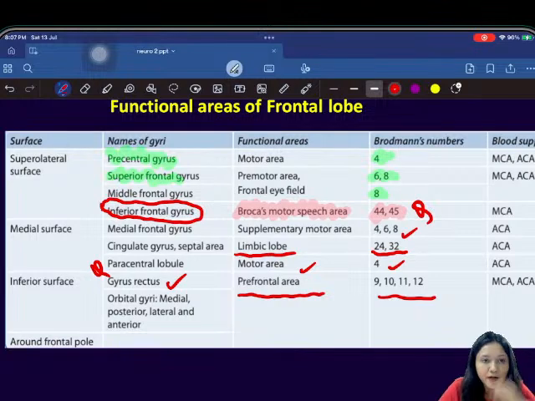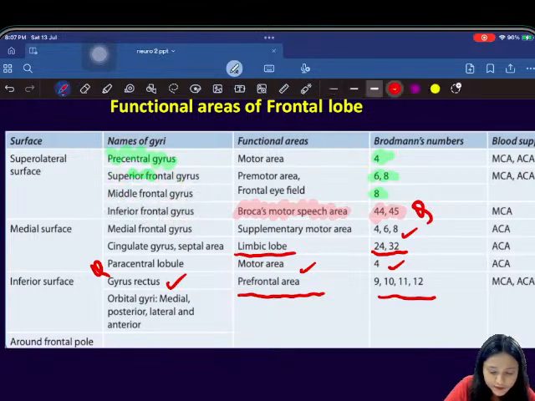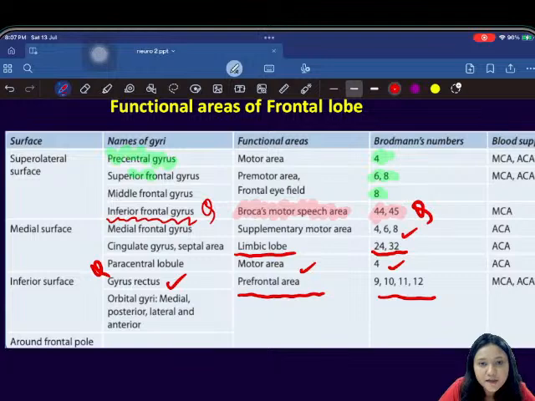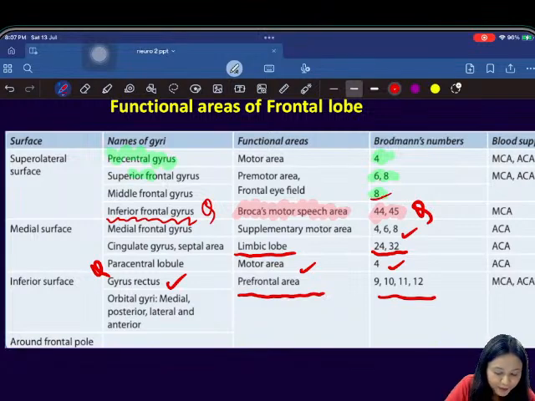Okay. So in the frontal lobe, most important is the Broca's area, and now you know that the Broca's area is present in the inferior frontal gyrus. Okay. Where is the frontal eye field? It is area number 8, present in the middle frontal gyrus. They might ask you any question on this. The frontal eye field, area number 8, middle frontal gyrus.